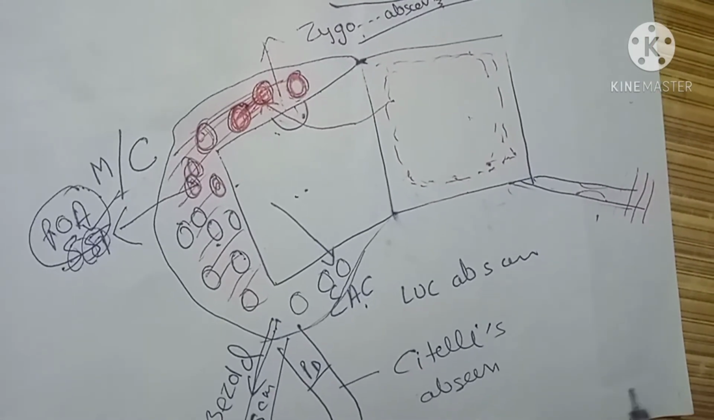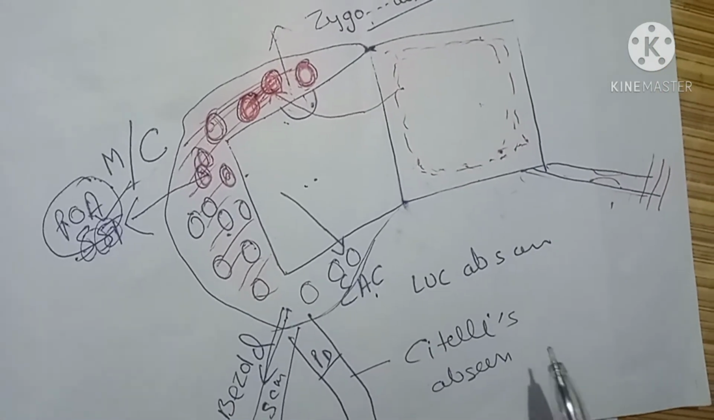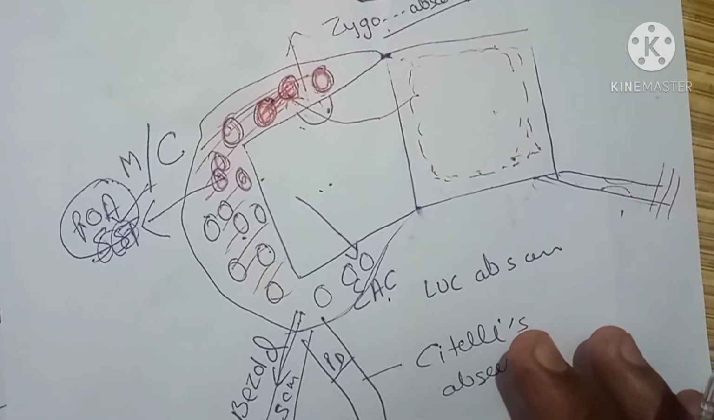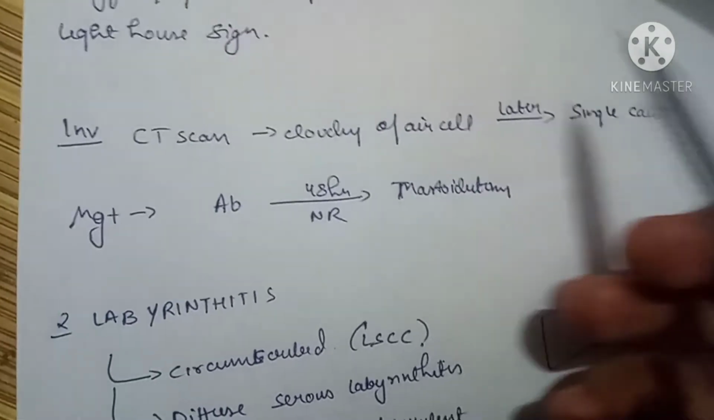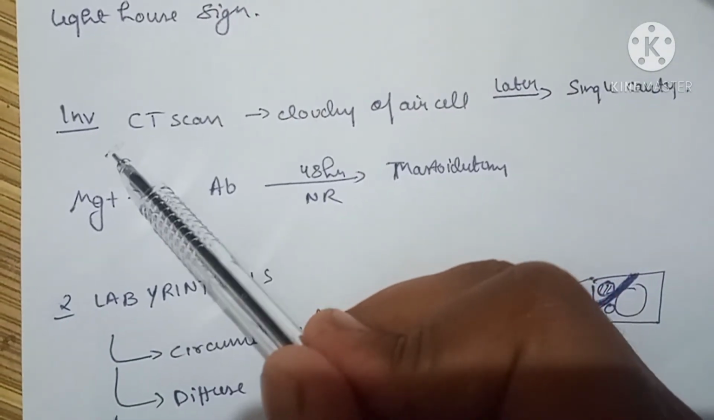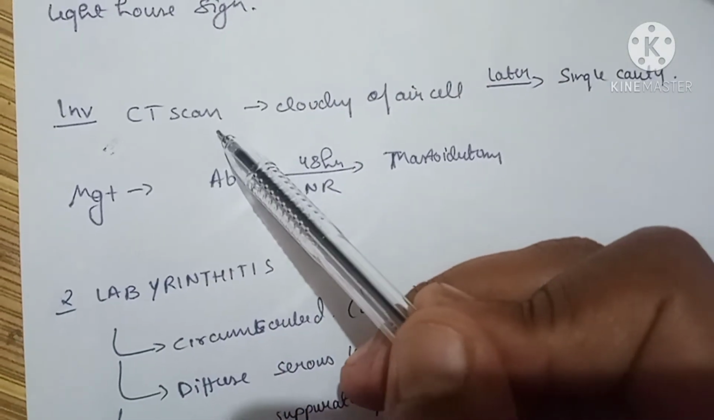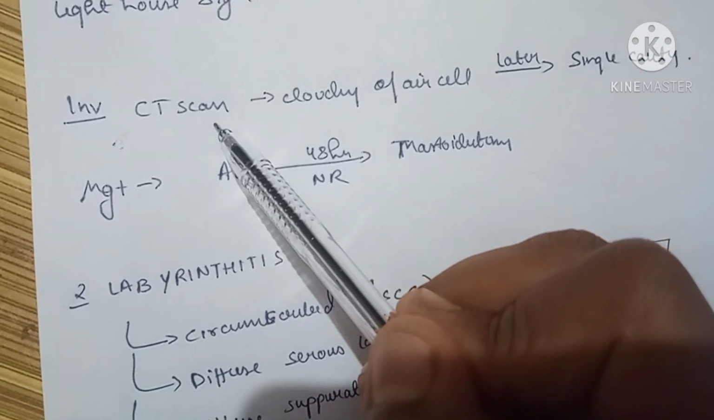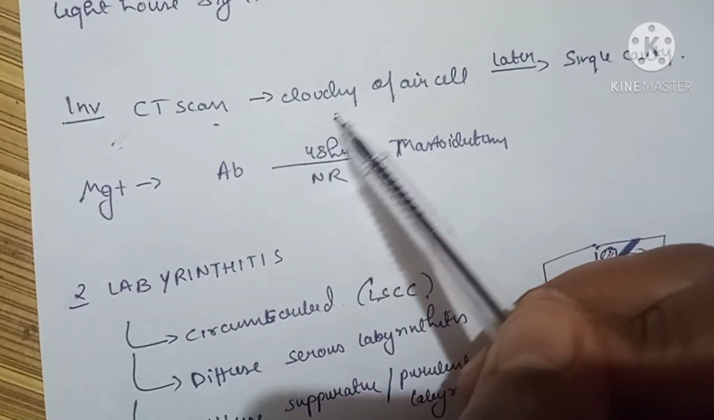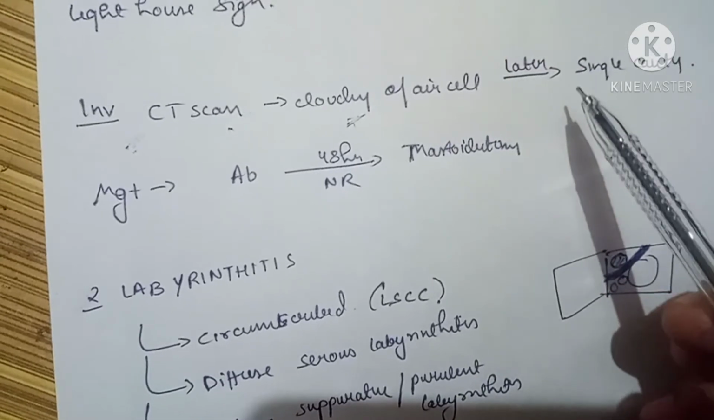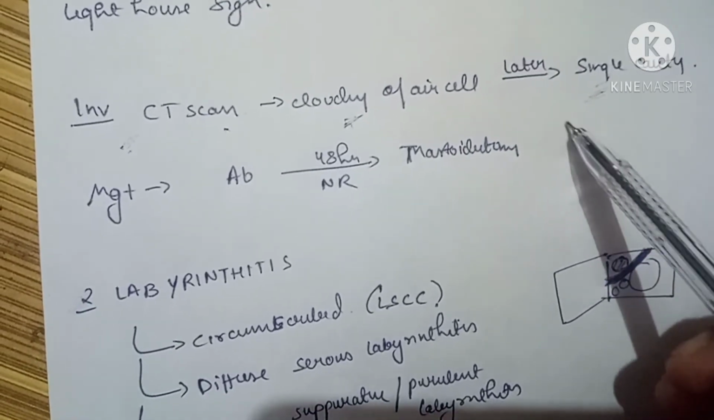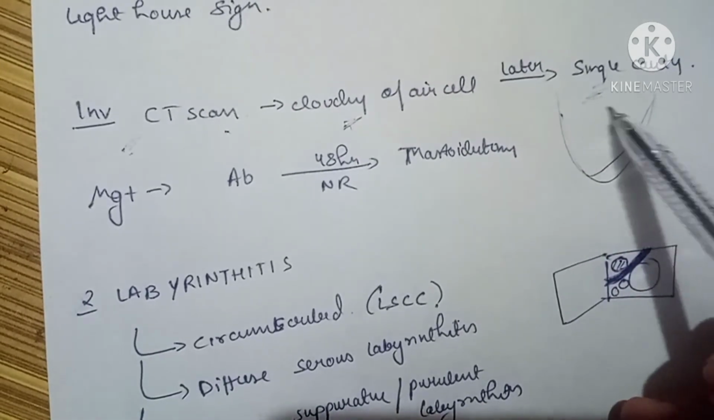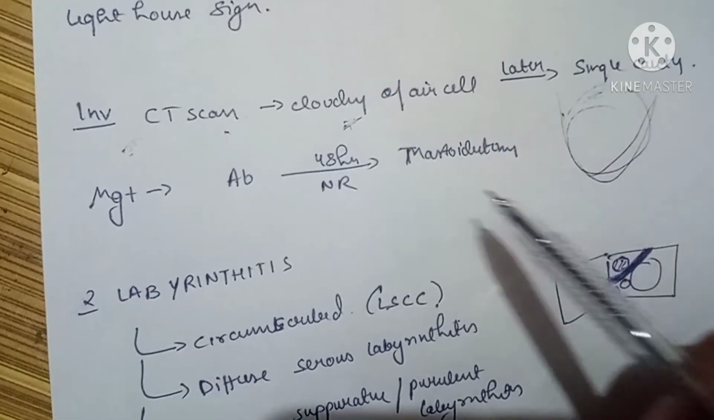So this is what we needed to know about acute mastoiditis. In this condition, we'll now talk about how we go on for it. So now let's talk about investigation for diagnosing the case of acute mastoiditis. We go for a CT scan and we see clouding up of the air cells. Later on, when all air cells are destroyed, we see a cavity, a single cavity in the mastoid. Okay, a single cavity will be seen.